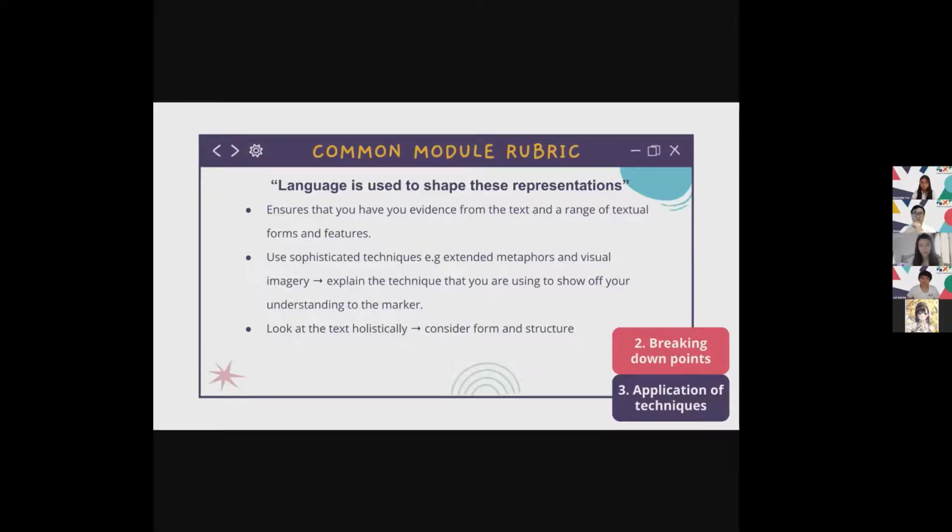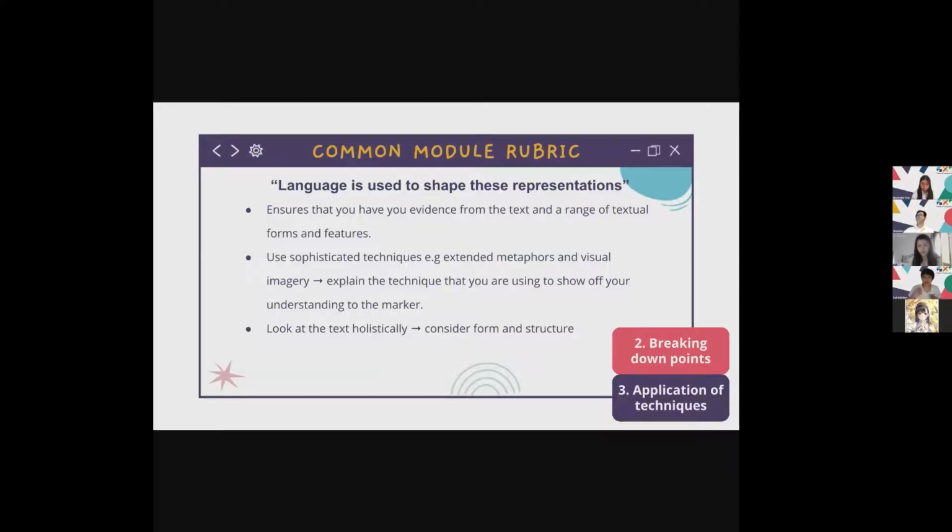Evidence is key. It should be taken from the text, but be sure that your examples can be used flexibly. And the reason why I tell you to do it flexibly is because you never know what question you're going to end up with in the HSC. So make sure that whatever example you do take, it's quite analytically thick.